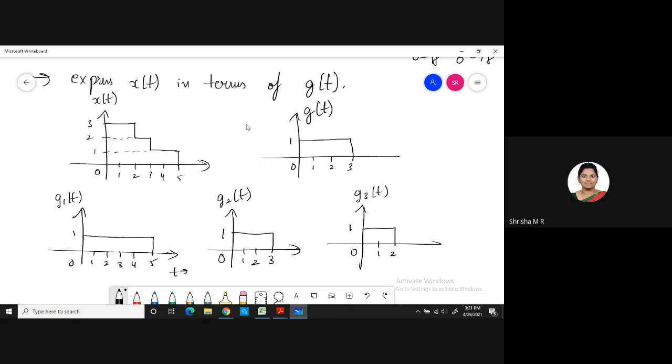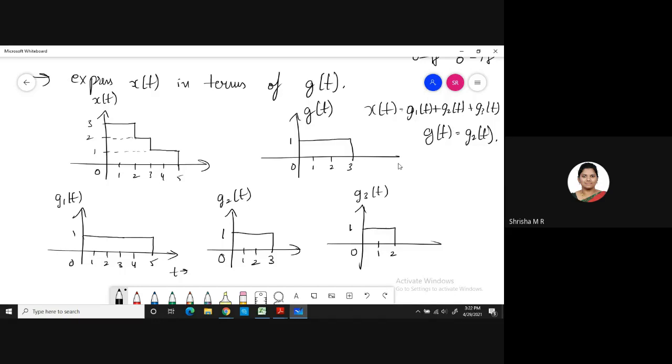Yes, ma'am. So can you observe that g of t and g2 of t are the same? Yes or no? Yes, ma'am. g of t is the same as g2 of t. Now I have to express x of t in terms of g of t. What I did is I split x of t into g1 of t plus g2 of t plus g3 of t. This g2 of t I can directly write as g of t only.